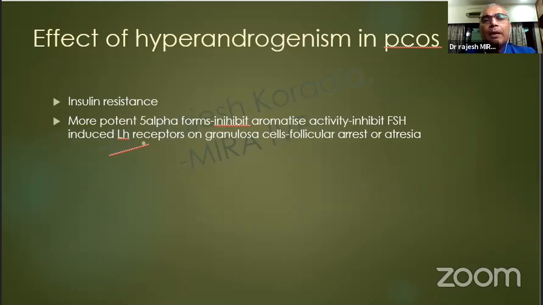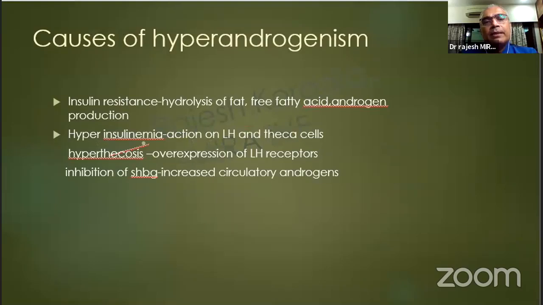What is the effect of hyperandrogenism in PCOS? Because of the hyperandrogenism, there is increased insulin resistance and there is more androgen. They are converted into potent 5-alpha forms where aromatization is not possible and it causes atresia, which we have already discussed. Causes of hyperandrogenism: the insulin resistance.